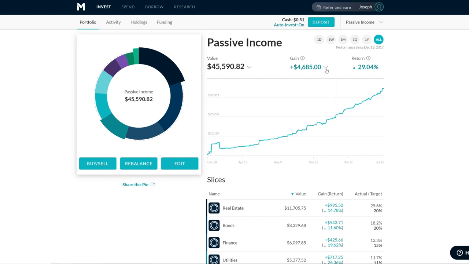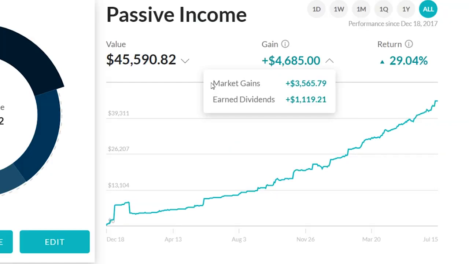For instance, I look at this right here. If I go to my gains, market gain is $3,565. Earned dividends is $1,119. So the market gains are typically more. Most of your returns in any stock portfolio, typically the majority of it comes from capital gains. But the nice thing about a dividend growth portfolio is that you don't have to concern yourself with the capital gains, because all this says is that people are willing to pay more for the stocks that I own than when I originally purchased them.